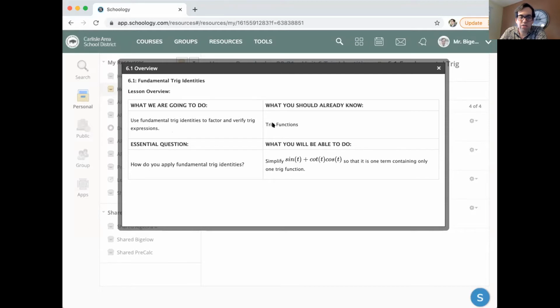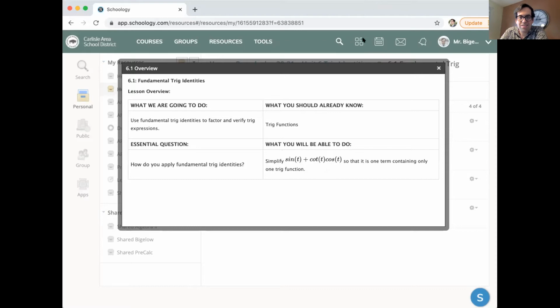Of course, we already know a lot about trig functions. And here's an example of a question you'll be able to solve at the end of today's lesson. If I gave you sine of t plus cotangent of t times cosine of t, simplify it so that it is only one term containing one trig function. Okay, so I'm going to switch over to the notes and I'll tell you a little bit more about what this means.